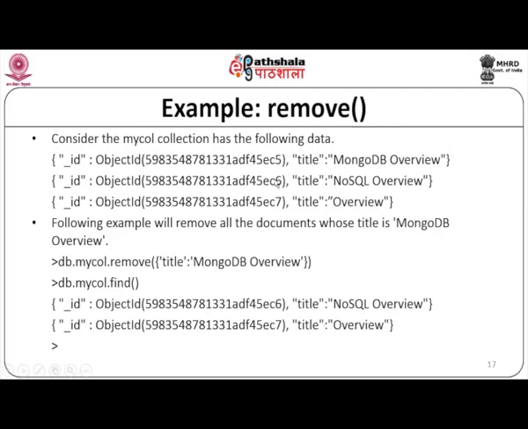Now let us take a look at an example from which you can understand this remove method. Consider the mycol collection which has the following data. It has 3 documents with titles MongoDB overview, NoSQL overview and tutorials point overview. Suppose you want to remove all the documents whose title is MongoDB overview, then you simply issue the remove command with the key value title and MongoDB overview. Then if you type the find command, you will find that from these 3 documents, the document with the title MongoDB overview has been deleted and the remaining 2 documents alone are listed here.